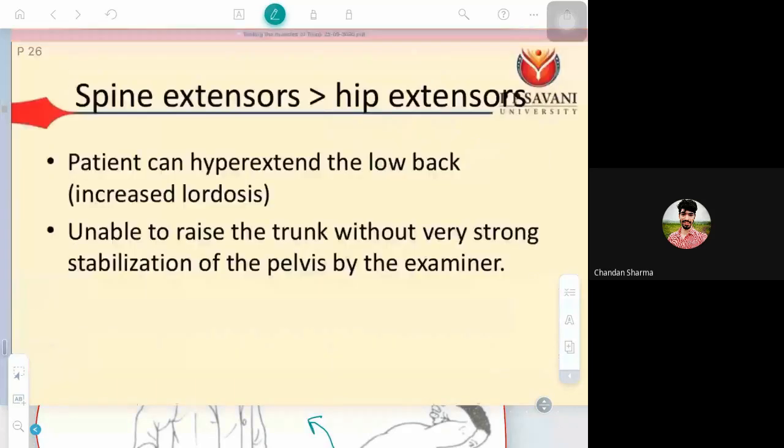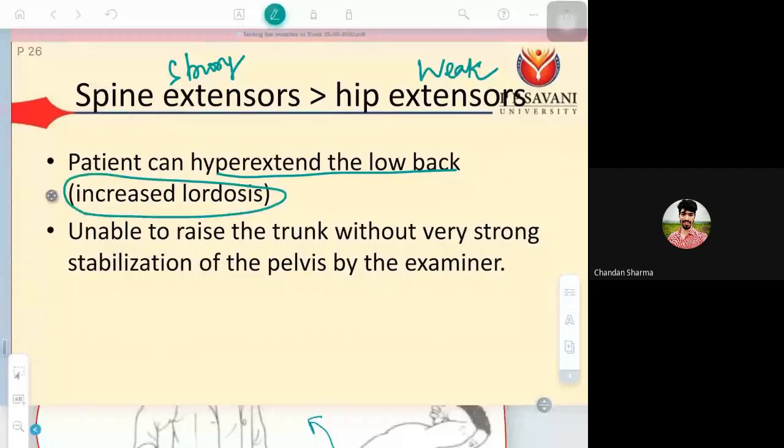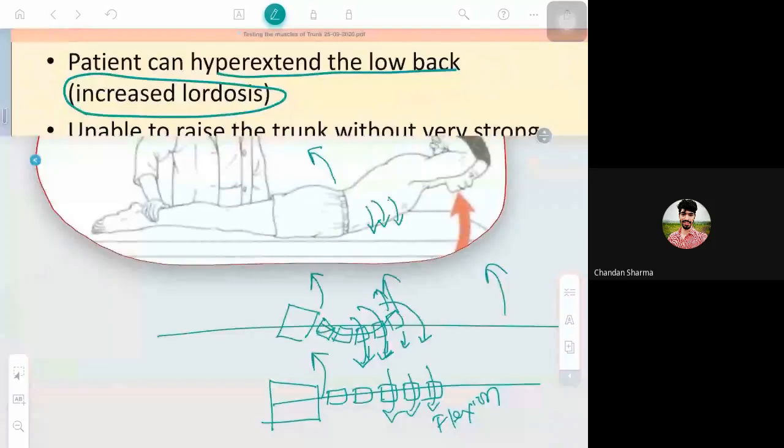Second point, what will happen if it is reversed? Now hip extensors are weak and spinal extensors are strong. The patient now can hyperextend the lower back. See here what happened to the lordosis, it is increased. Clear? Previously, when the spinal extensors are weak, the lumbar spine goes into flexion, and the curve becomes flat.